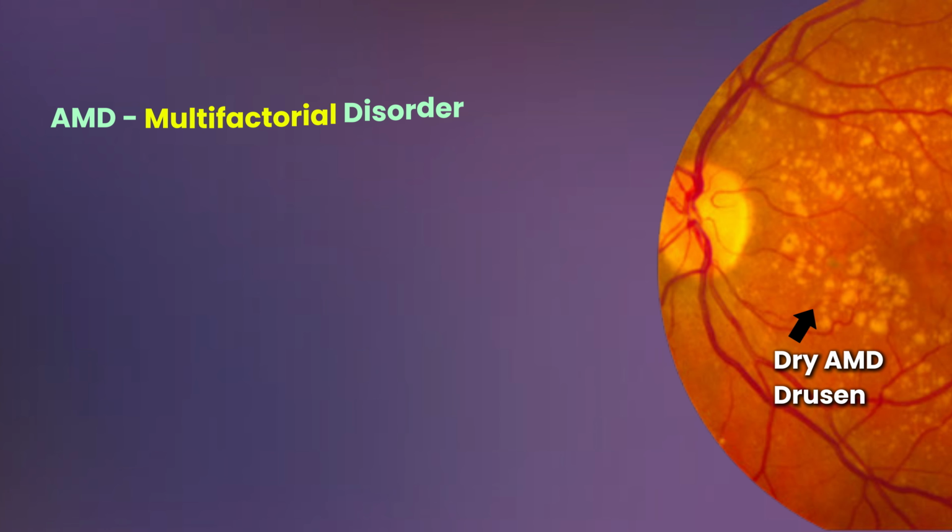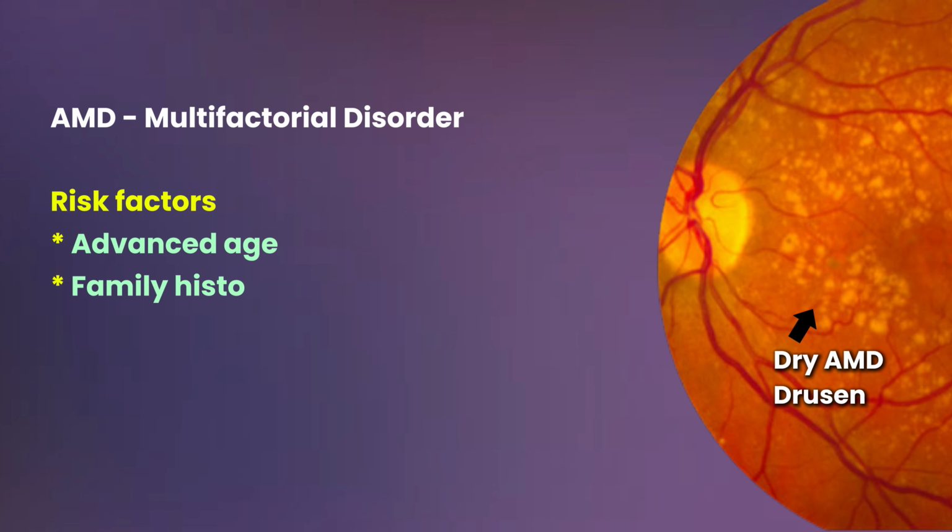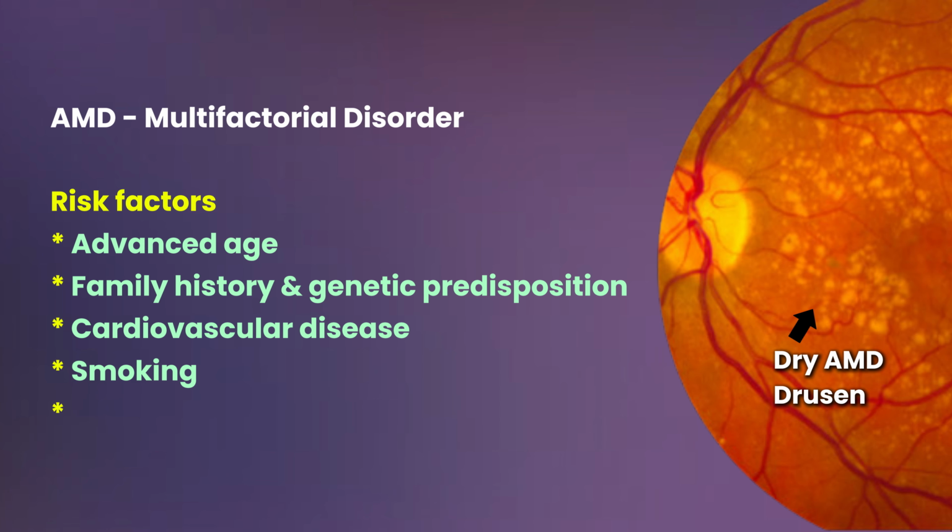Age-related macular degeneration is a multifactorial disorder. The risk factors include advanced age, family history and genetic predisposition, cardiovascular disease, smoking, and obesity.